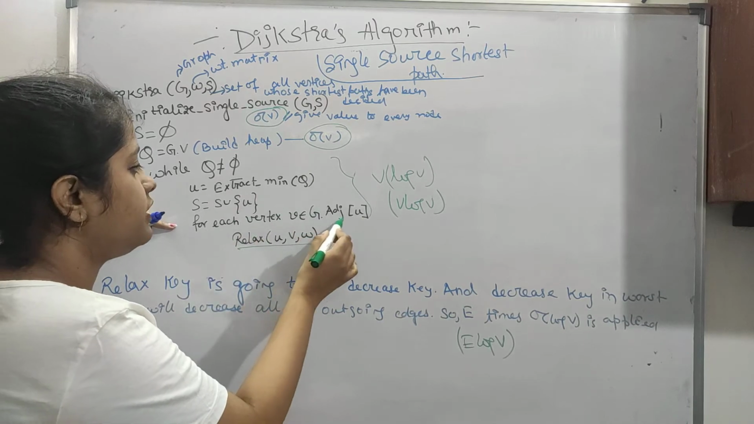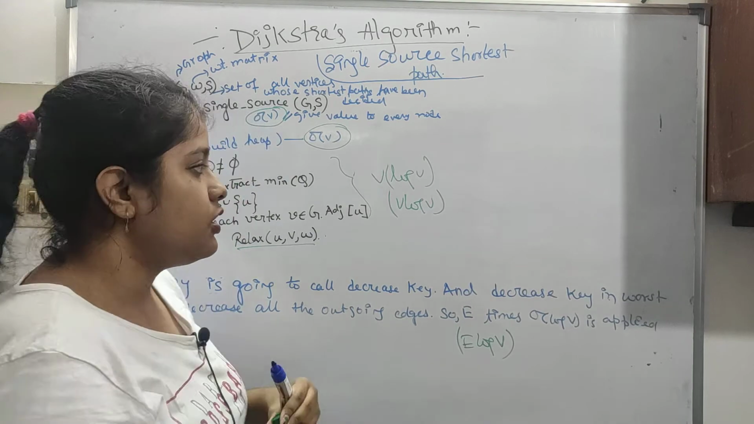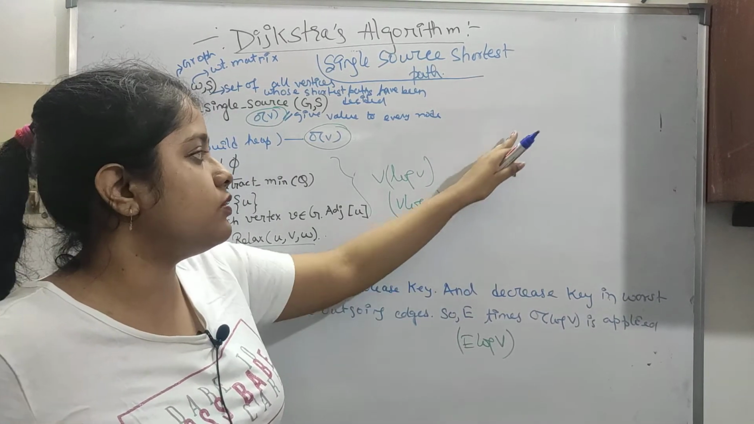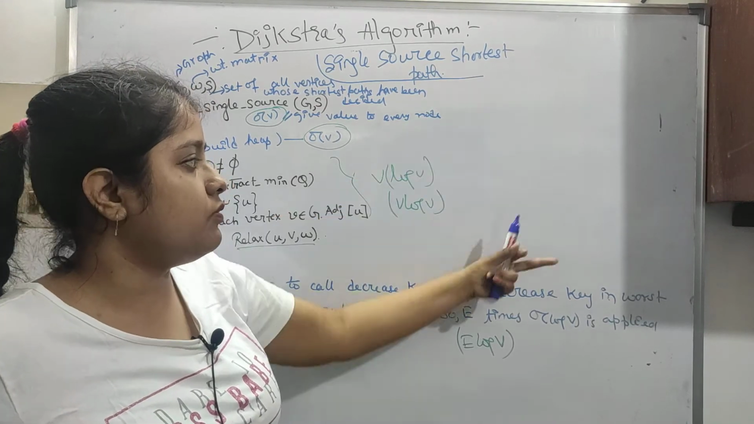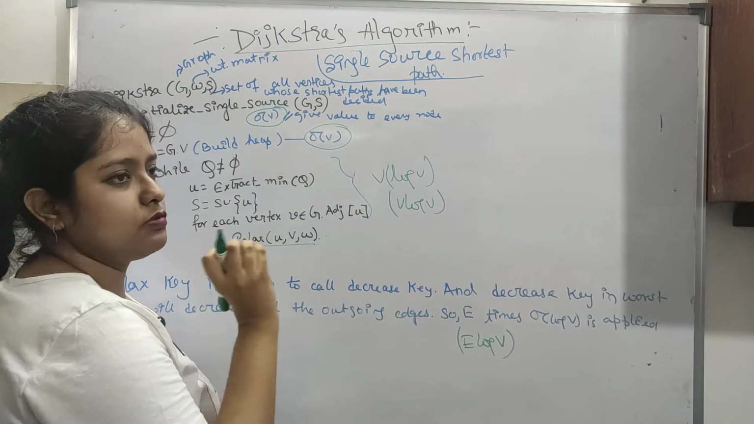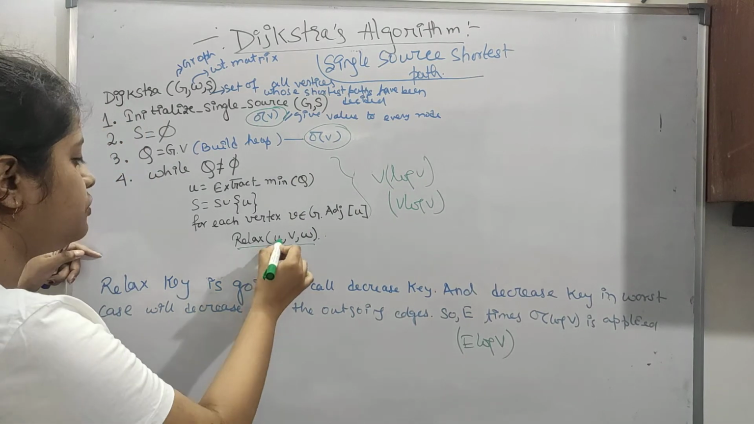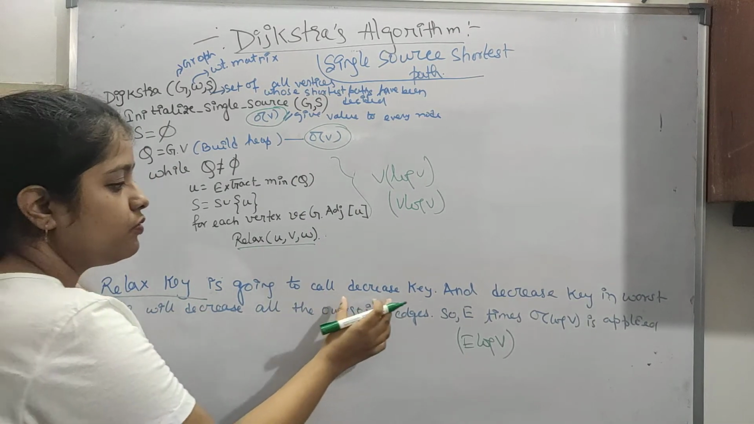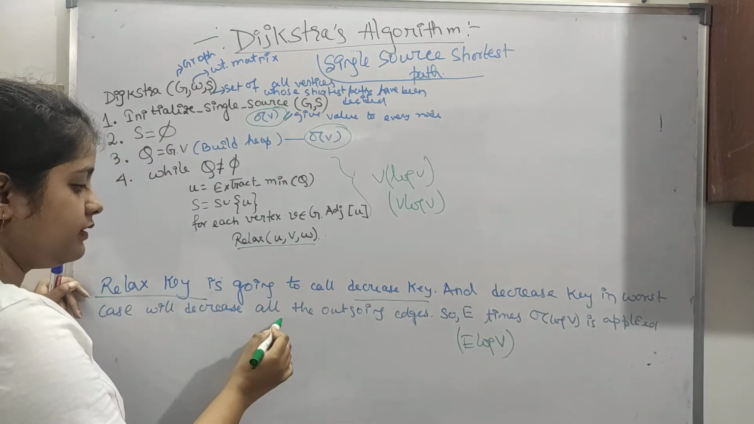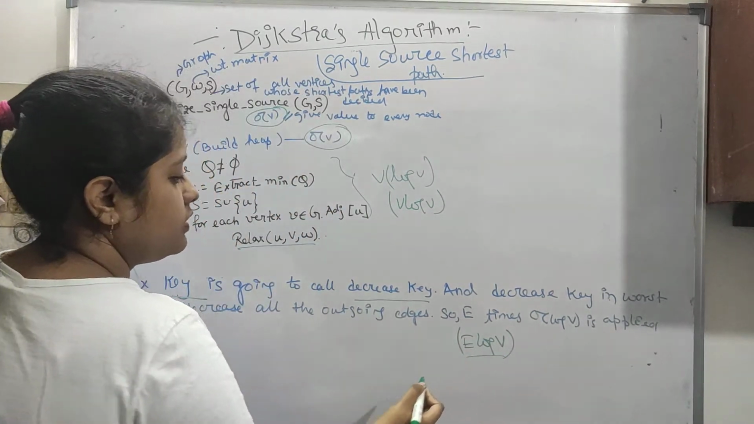Now for each vertex which is adjacent to U, we do this again in a recursive way. If you remember, the source was 0 initially, then we added something to it. Like this, we added to our previous source, which was 0. When the source is not 0, we have moved and we add that. So relax (U, V, W) means relax is going to call decrease key. Decrease key in the worst case will decrease all the outgoing edges, and E times log V is applied. So this is E log V.